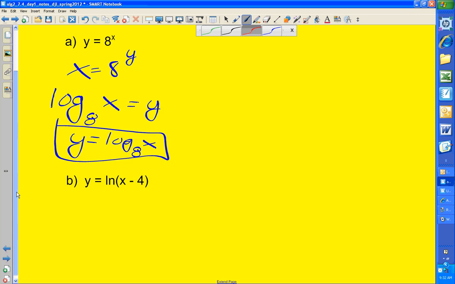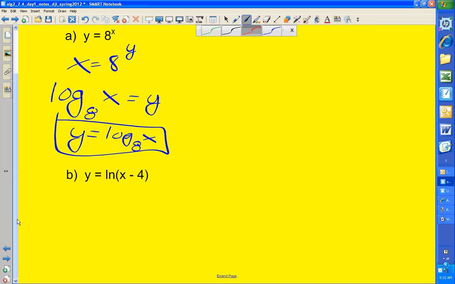Now this one's already in logarithmic form. We want to switch it to exponential form ultimately, but we're looking for the inverse. So what should the next line say? X is equal to the natural log of y minus 4. You switch the x and y's, and then we need to do what? Solve for y.